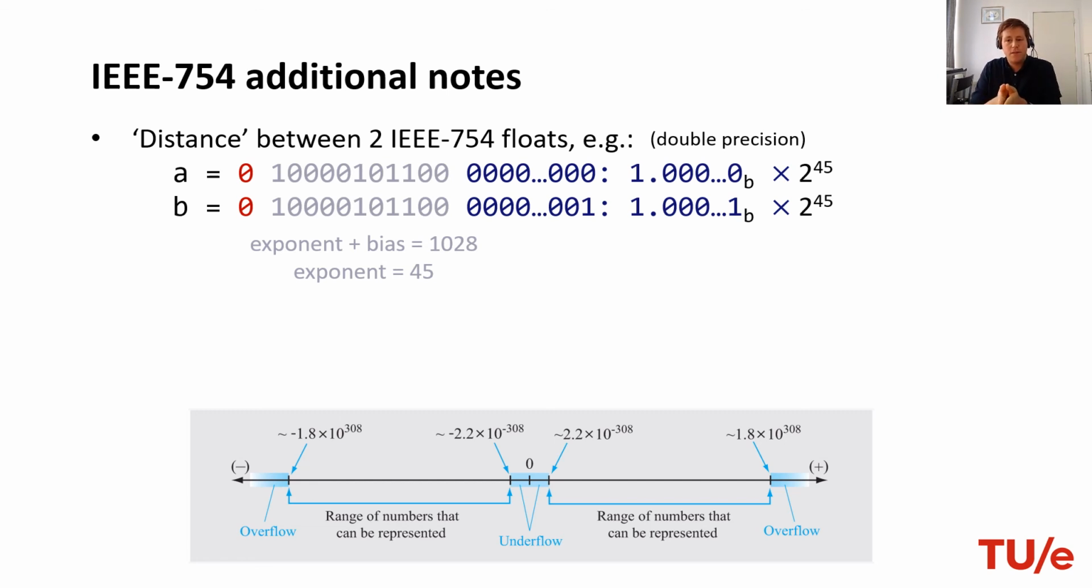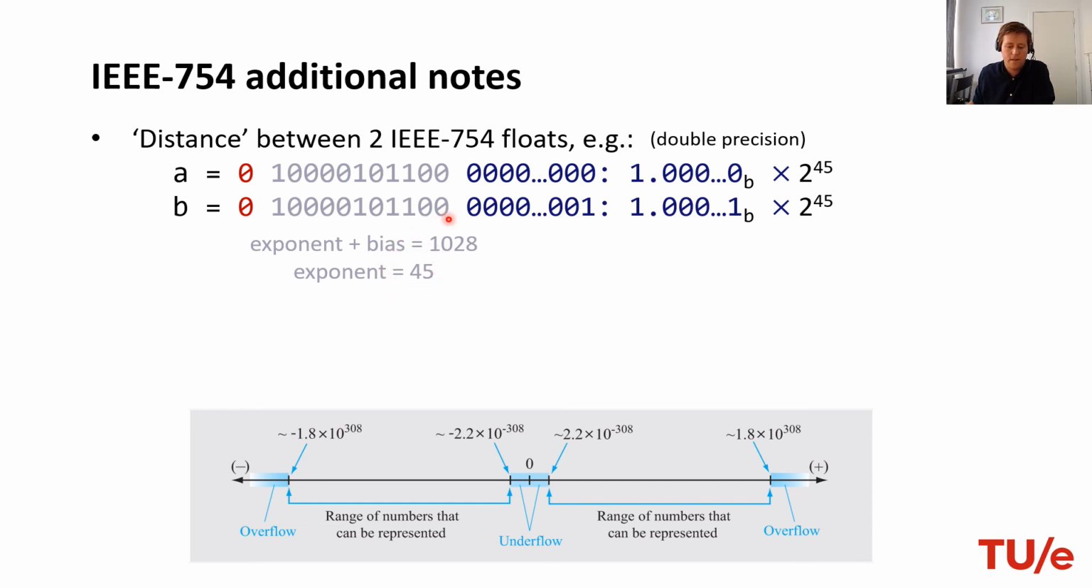The distance between two floating point numbers is not the same across the range of all representable numbers. In the previous slides, I told you that the distance between 1 and the next adjacent floating point number is 2.2 times 10 to the power minus 16, which is the machine precision. Now let's take a look at this distance for numbers which are much larger. For instance, numbers where we have an exponent of 45 instead of an exponent of 0.